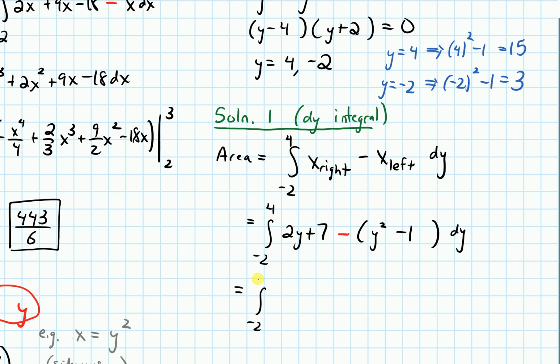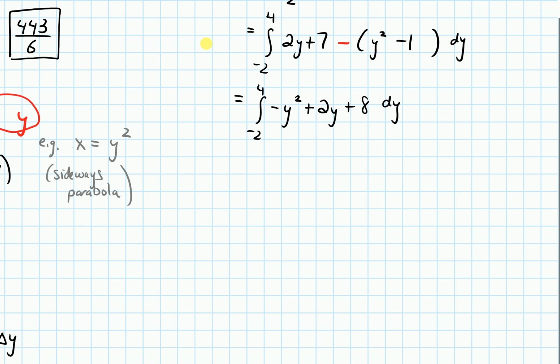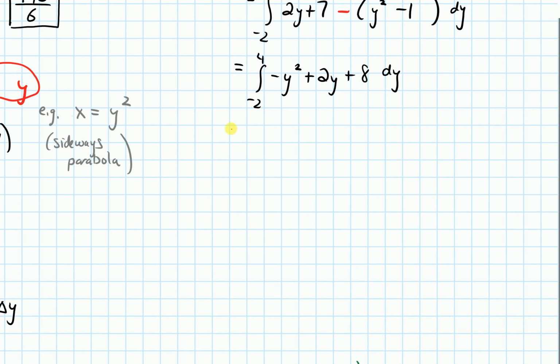So negative 2 to 4. When I distribute the negative, I'll get negative y squared. We'll still have the 2y. And I'll get 7 plus 1, which is plus 8. So now we are ready to take this antiderivative. Evaluating it, we get negative y cubed over 3 plus y squared plus 8y. And now we have to plug in 4 and negative 2.